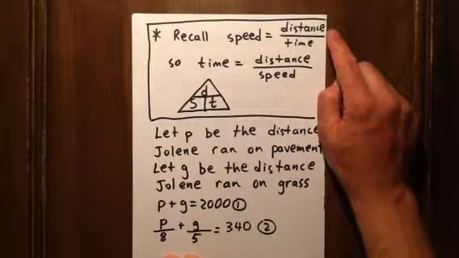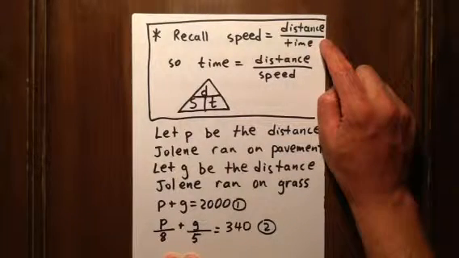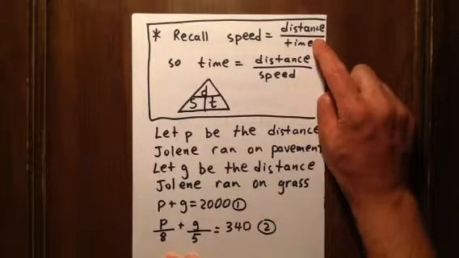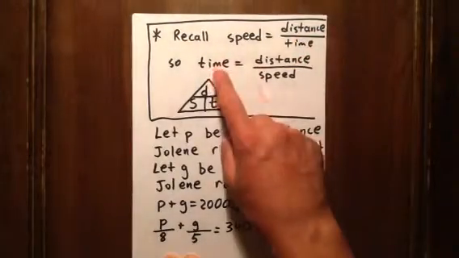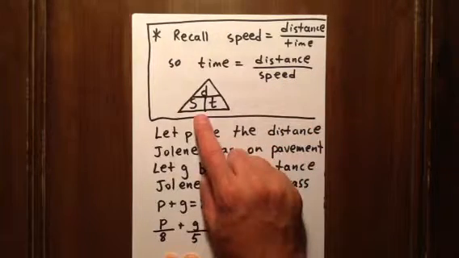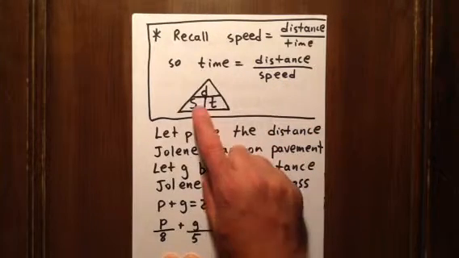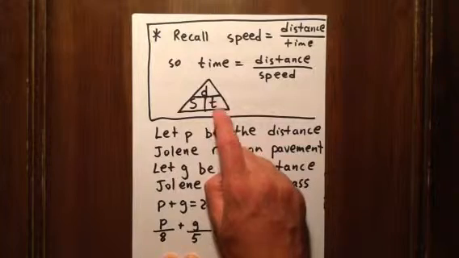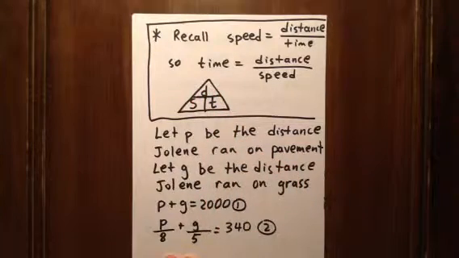We know that speed is distance over time. And since speed is distance over time, then we can also say that time is distance over speed, like we have here. Now I personally find this little diagram helpful. Speed is distance over time, meaning time is distance over speed.